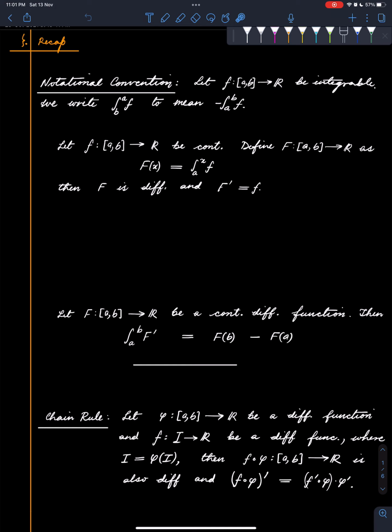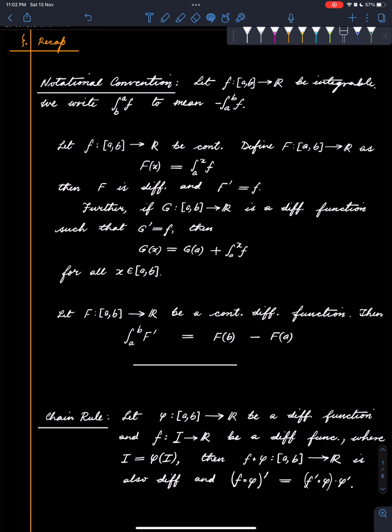So we have some continuous function, and we define another function out of it by, let's say, this recipe. Then we showed that this function F is differentiable, and in fact its derivative is the same as the function little f, right? And then we showed something more. If you have some function capital G which is differentiable and whose derivative is the same as f, then the function looks like this. So essentially this is the only function which satisfies this condition.